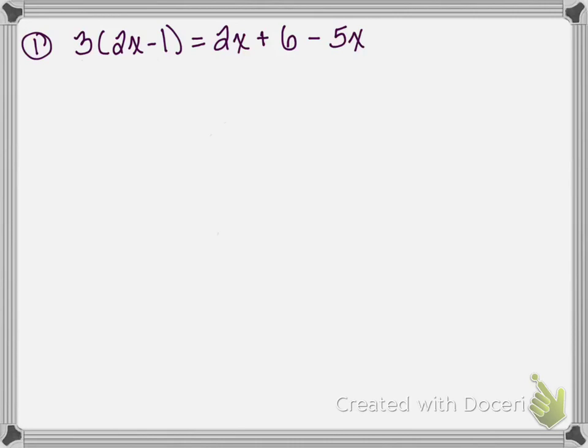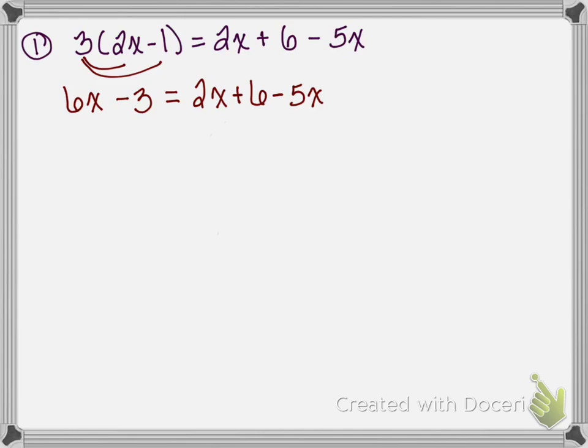So here we go. What we're going to do first here is we are going to distribute that 3. Okay? So we've got 3 times 2x is 6x. 3 times negative 1 is negative 3. So we have distributed that 3. On the other side, I am going to leave it the same. I'm just going to bring down 2x plus 6 minus 5x. Okay? So my first step, I distributed.